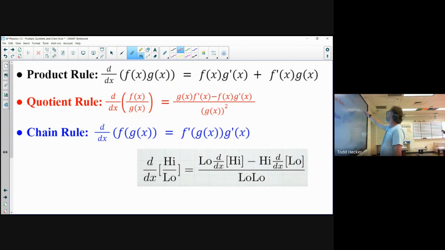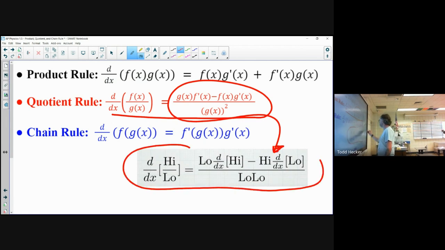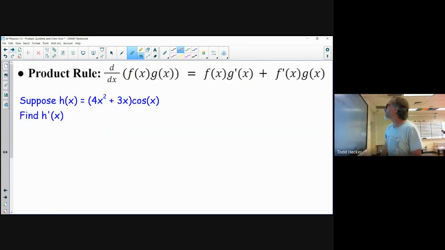There's the product rule, which I'll show you here in a minute. There's the quotient rule, which actually has this little shortcut that you can use to memorize it. So this is sort of part of our quotient rule. And then there's the chain rule for when you've got composite functions. All right. So let's probably just dive in and do an example.